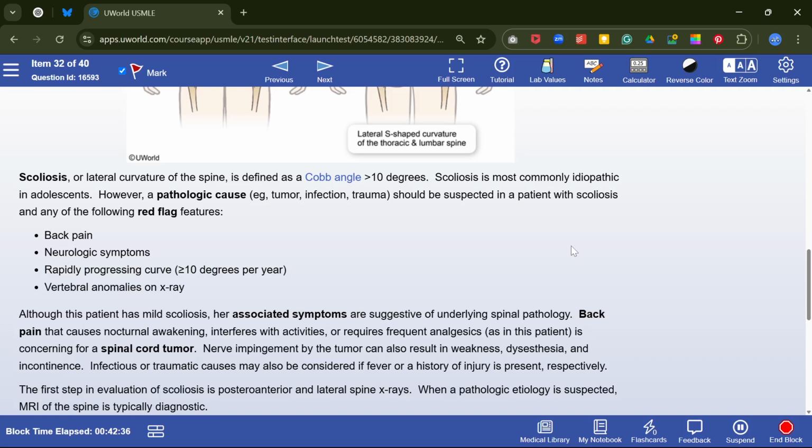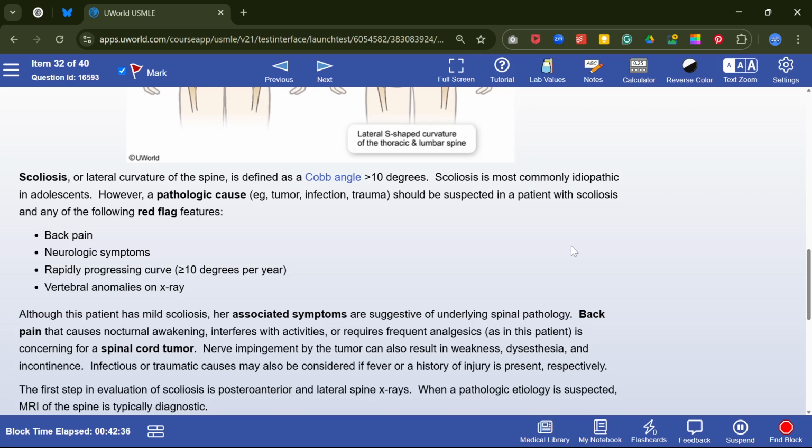back pain, neurologic symptoms, a rapidly progressive curve of more than 10 degrees per year, and vertebral anomalies on X-ray. Although this patient has mild scoliosis, her symptoms are suggestive of underlying spinal pathology: back pain that causes nocturnal awakening, interferes with activity, and requires frequent analgesics, as in this patient.